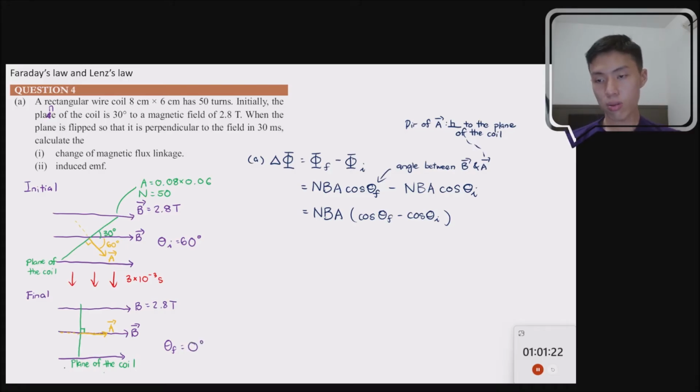Now we can do our substitution peacefully. The number of turns is 50, the magnetic field is 2.8, and the area of the coil is 0.08 times 0.06. Then you have your cos 60 degrees minus cos 0 degrees. Sorry, wrong. Final minus initial. Final is 0, so cos 0 minus cos theta initial. Theta initial is 60. Okay, so calculate this.